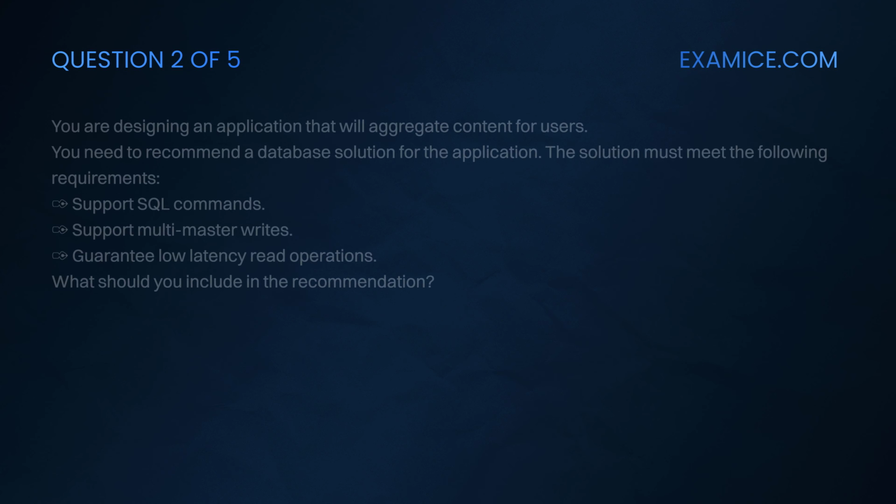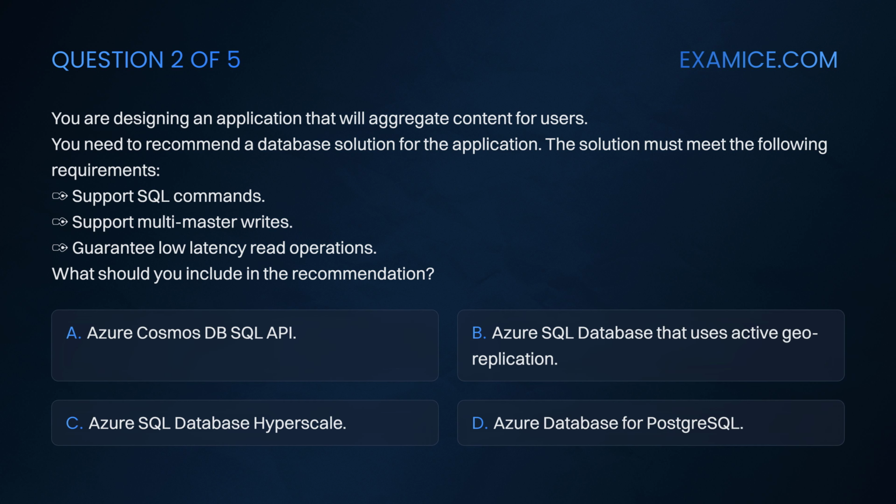Question 2. You are designing an application that will aggregate content for users. You need to recommend a database solution for the application. The solution must meet the following requirements: support SQL commands, support multi-master writes, guarantee low-latency read operations. What should you include in the recommendation? Option A, Azure Cosmos DB SQL API. Option B, Azure SQL Database that uses active geo-replication. Option C, Azure SQL Database Hyperscale. Option D, Azure Database for PostgreSQL.